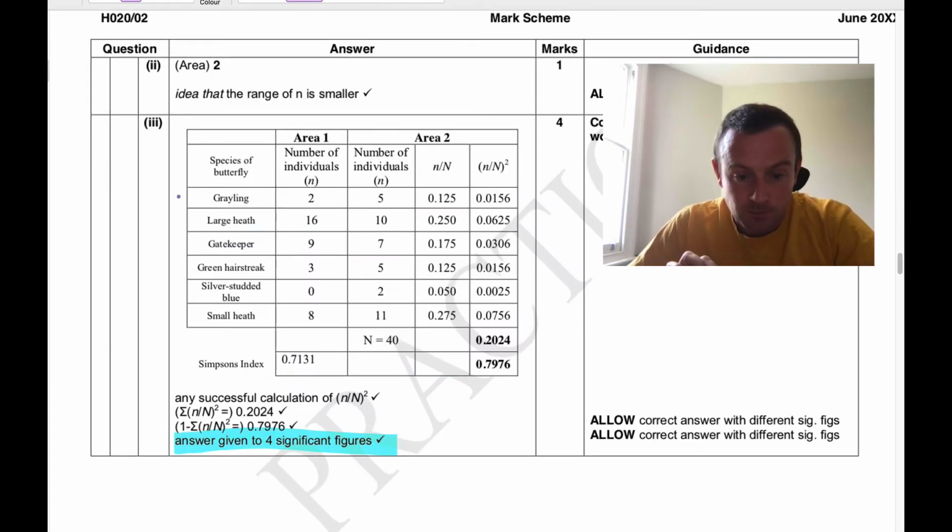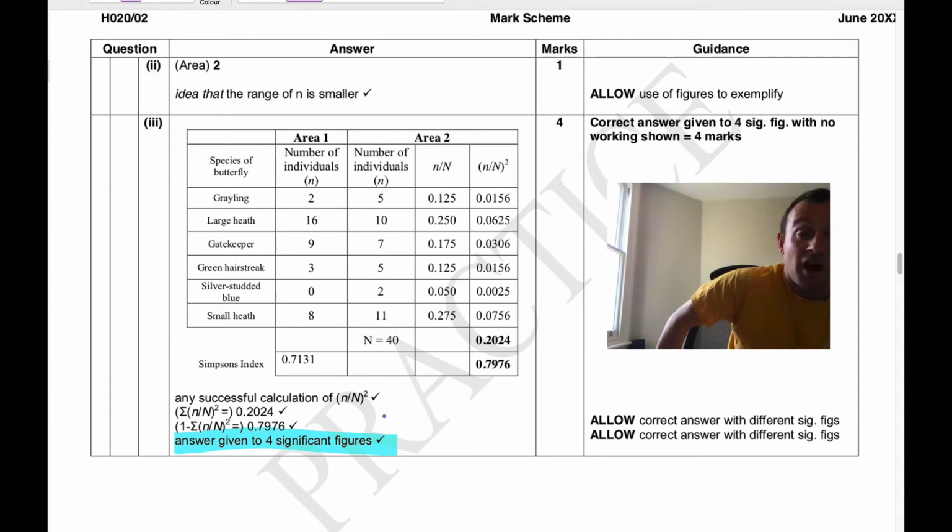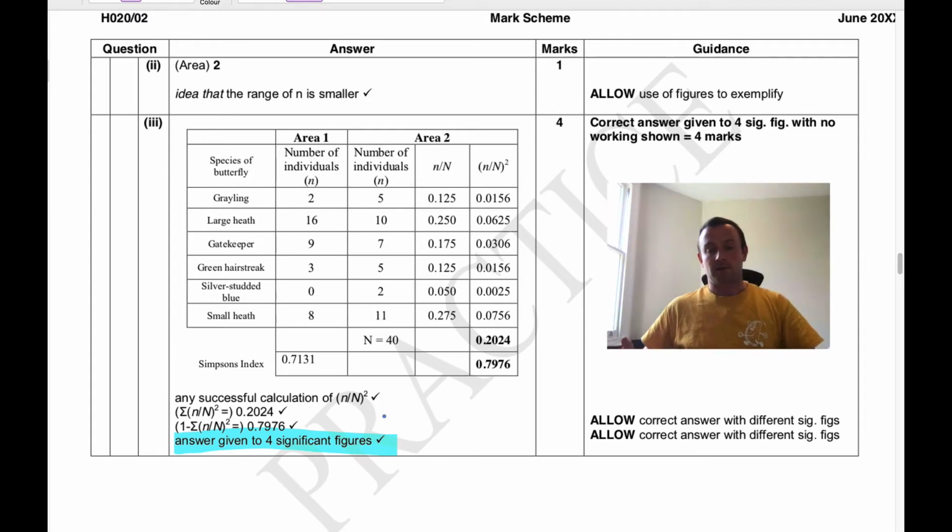The mark scheme is you get 3 marks for the number, but to get the 4 marks, you have to have it to the right number of significant figures. So answer given to 4 significant figures, and I did accept 0.7975 instead of 0.7976, because that comes from including up to 5-6 decimal places all the way through your working. So either 0.7975 or 0.7976 are acceptable for 4 marks. Okay, let's move on from that horrible question.